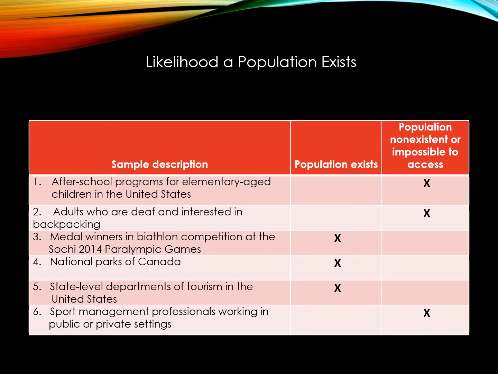So let's look at the next one, adults who are deaf and interested in backpacking. How do we access that population? It'd be very difficult. We can move down to national parks in Canada. So we can easily access that information, and we know that there's a certain parameter of getting that information. Look at state level departments of tourism in the United States. Again, we can access that information, and we can look at the population as a whole. So really what we want to do here is look at, is the population something we can access?